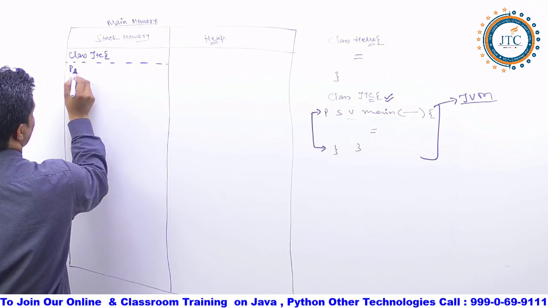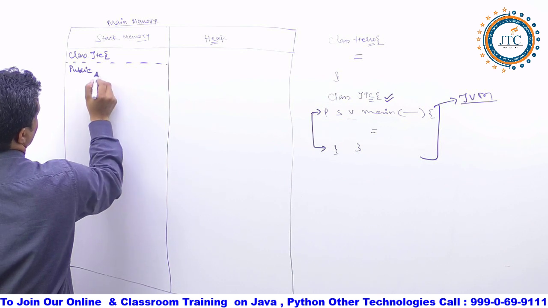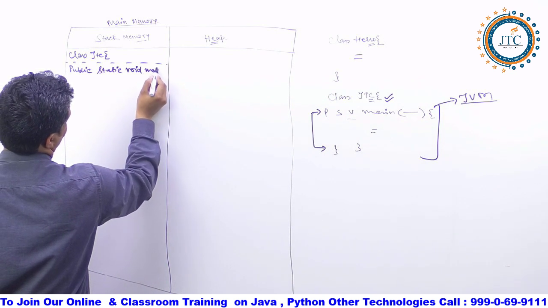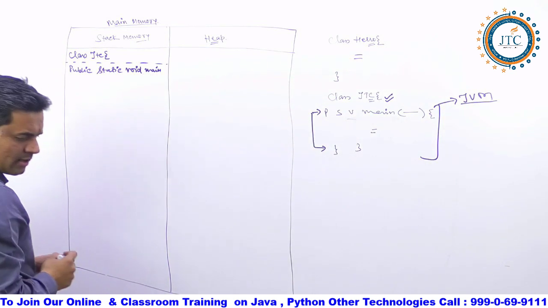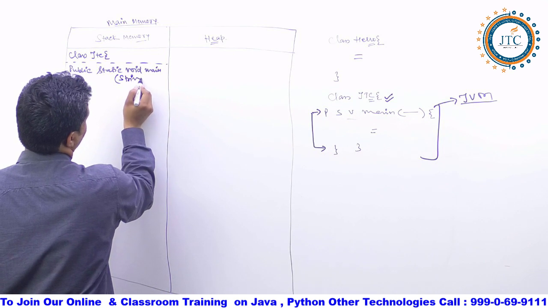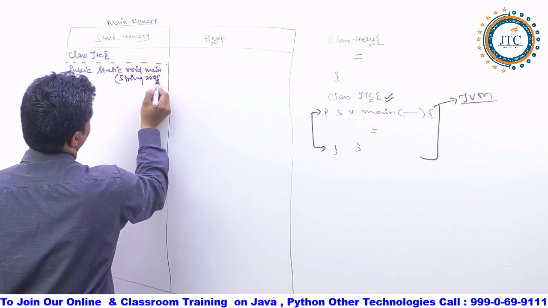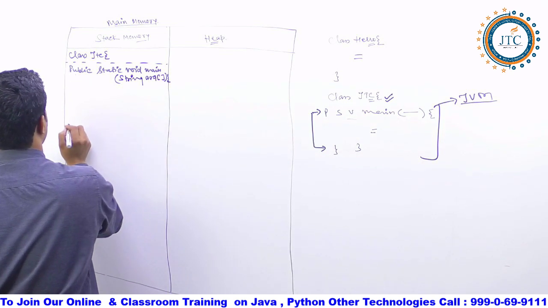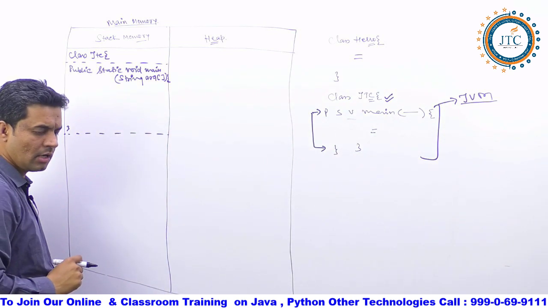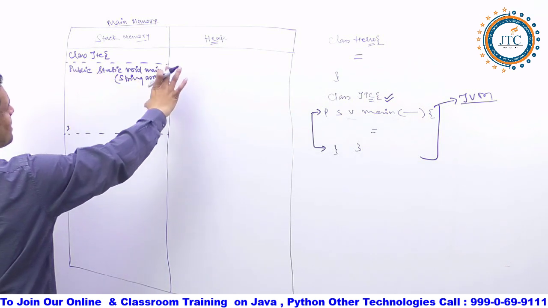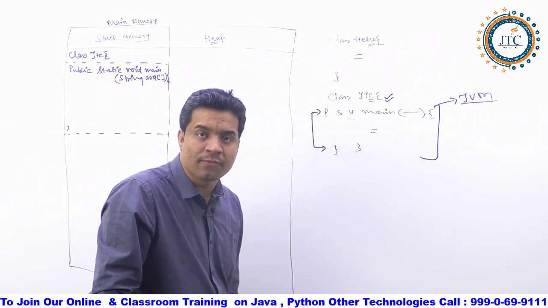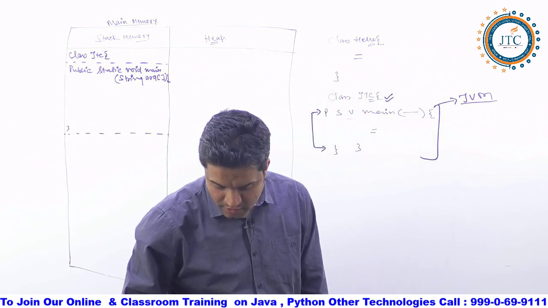So here I am writing: public static void main, and inside this we have String args. Now suppose the dotted line I am drawing here, this dotted line I am naming as a stack frame. Are all of you getting it or not?